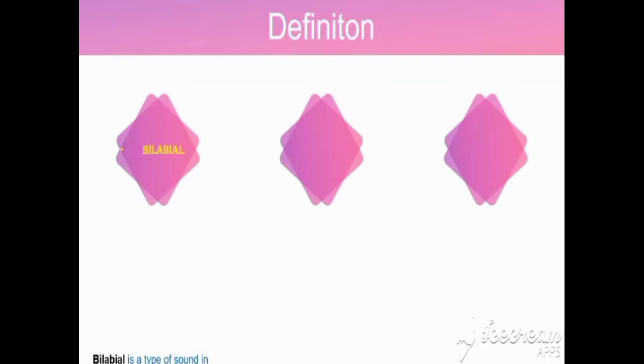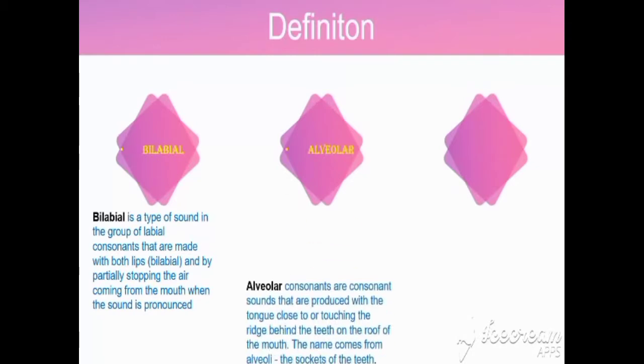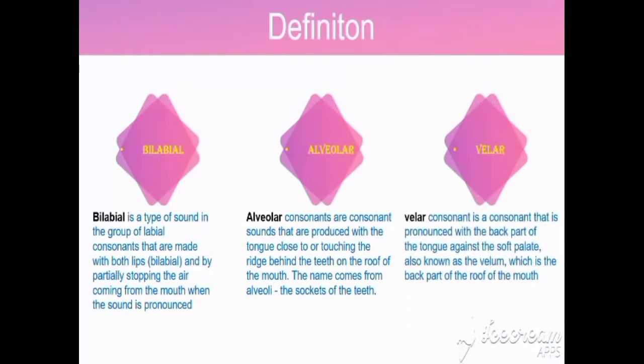Bilabial. Bilabial is a type of sound in the group of labial consonants that are made with both lips, partially stopping the air coming from the mouth when the sound is pronounced. Alveolar. Alveolar consonants are consonant sounds that are produced with the tongue close to or touching the roof of the mouth right behind the teeth. The name comes from alveoli, the socket of the teeth. Velar. A velar consonant is a consonant that is pronounced with the back part of the tongue against the soft palate, also known as the velum, which is the back part of the roof of the mouth.